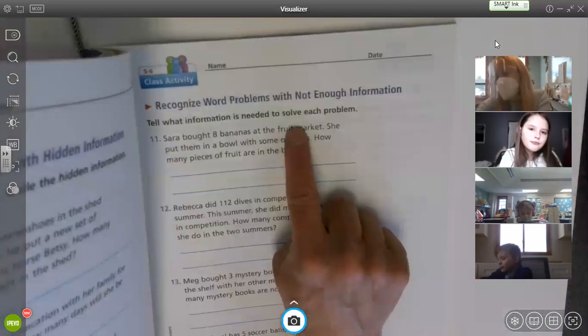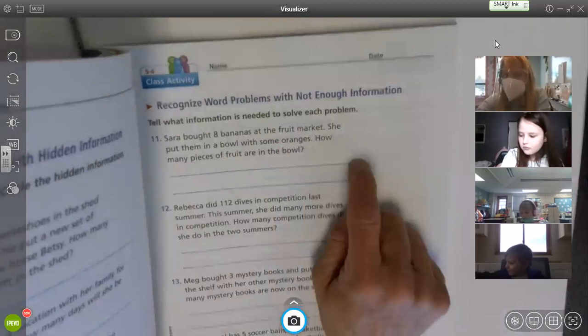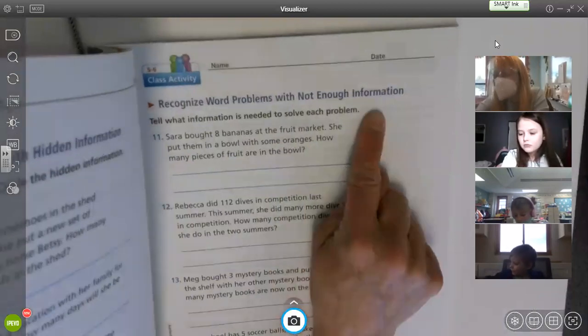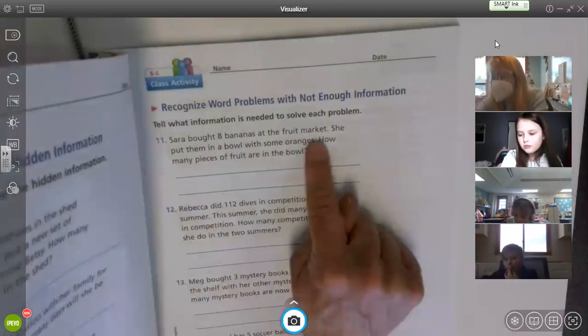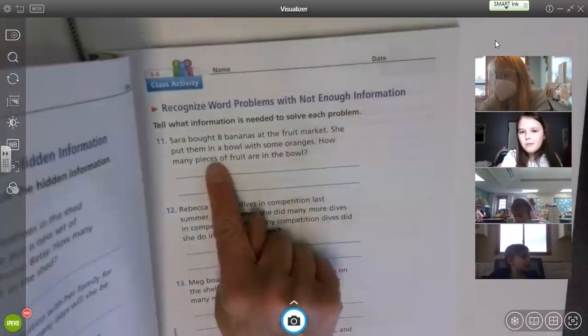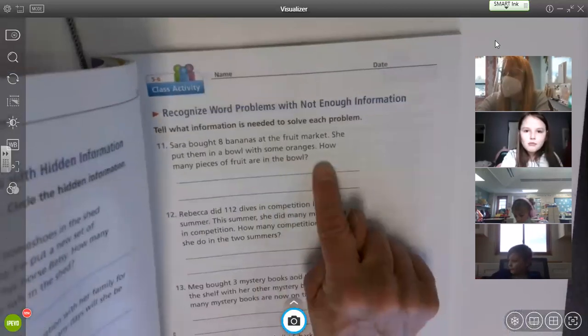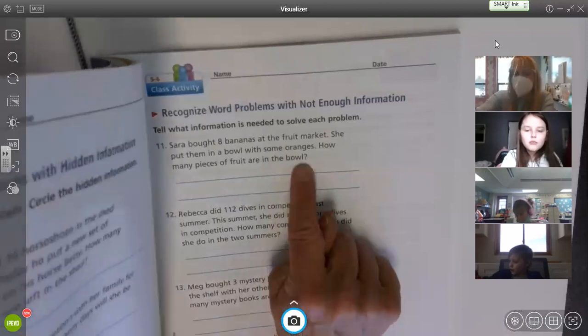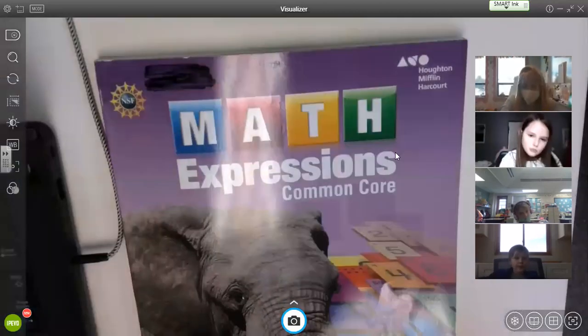We looked at some problems where we said, I don't know, because they didn't give us enough information, right? Words that we still needed to know more. Like Sarah bought 8 bananas at the fruit market. She put them in a bowl with some oranges. How many pieces of fruit are in the bowl? We couldn't answer it because we needed to know how many oranges there were. So that's what we looked at yesterday.